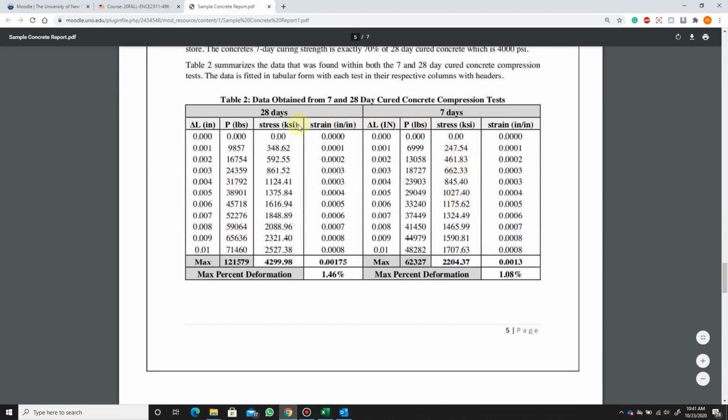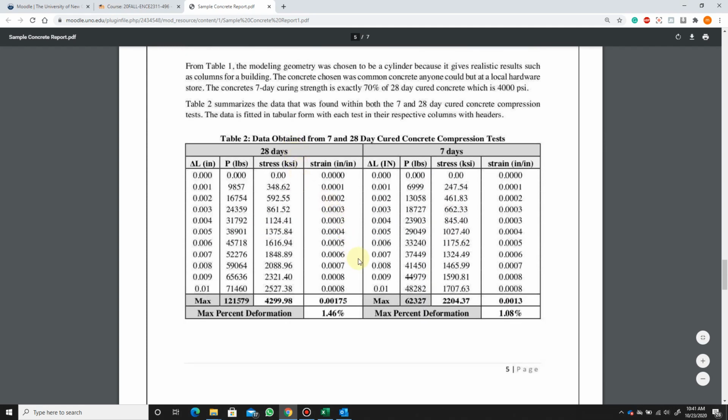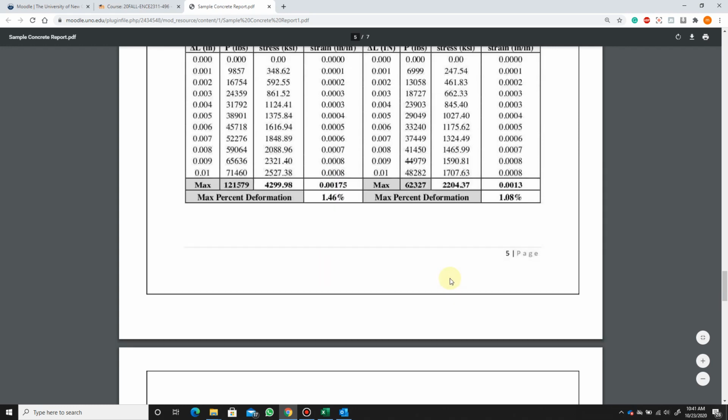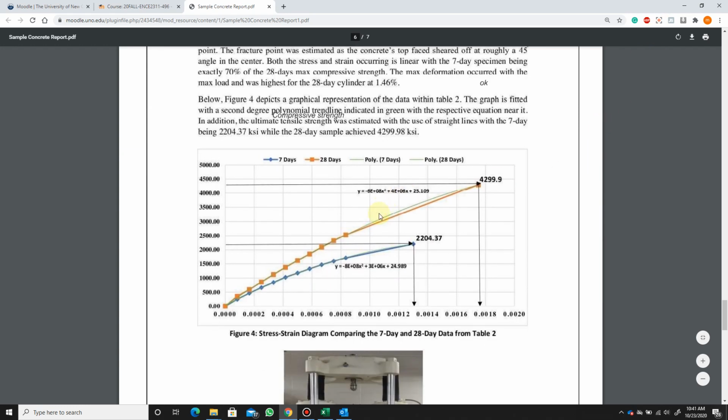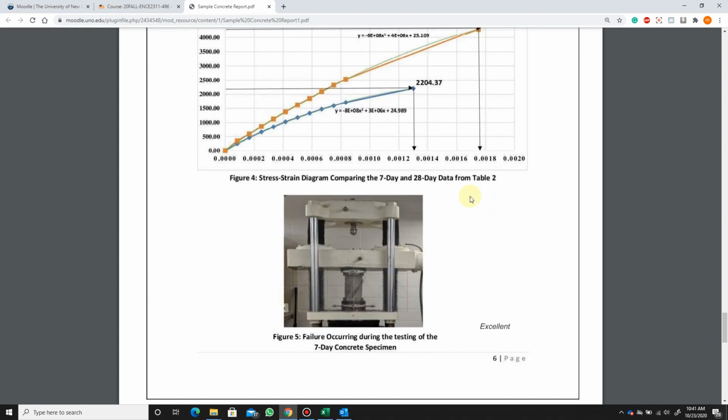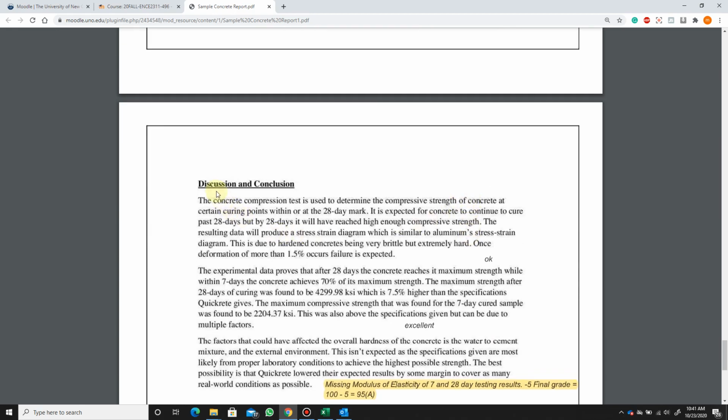And then you should include this second table onto your report, which includes the strain and stress data. You don't have to include the maximum percent deformation, but if you include it, there will be additional extra points. Then you should include this graph onto your report, and I'm going to show you how to develop this graph first, and then you can integrate it into your report. And the discussion and conclusion is up to you. Whatever you learned from the theory and the experiment, you can just summarize and describe what you have.